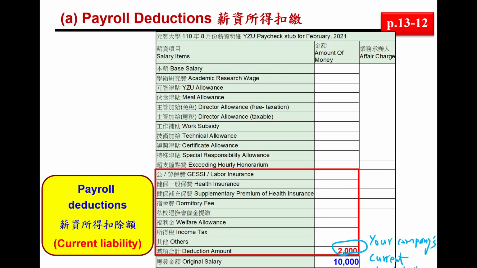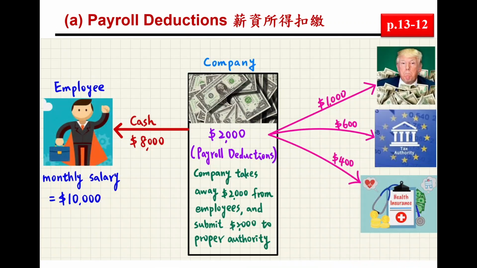Okay, so what does this mean? Did you find out your company will only give employees $8,000 in cash, but your monthly salary is $10,000? You only got $8,000. What does that mean? Your company kept $2,000, but that $2,000 does not belong to your company. It belongs to different departments, different organizations.